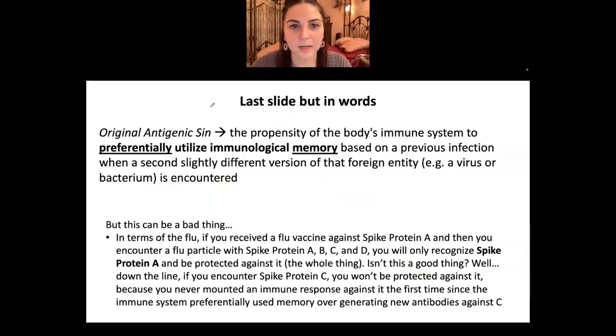And then last slide, but in words, and it's the same thing: propensity of the body's immune system to preferentially utilize memory based on a previous infection when a slightly different version of that foreign entity, so a virus or bacterium, is encountered. So kind of like what I just said here, if you receive the flu vaccine against spike protein A, and you encounter a flu particle with spike proteins A, B, C, and D, you'll only recognize protein A, you'll be protected against it, which is great. But if you see C down the line, even though technically your body has seen it already, you won't be protected against it because you never made that primary response against it. You preferentially used memory against spike protein A.